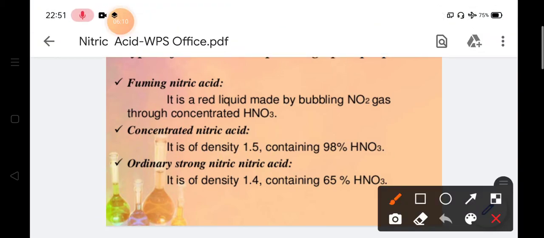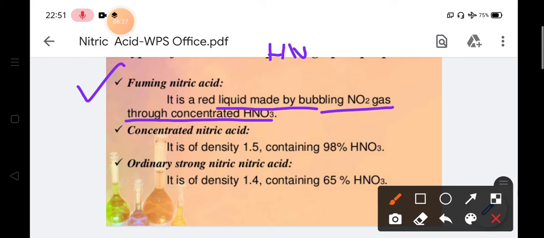It is a red liquid made by bubbling NO2 gas through concentrated HNO3. So whenever we add NO2 in a concentrated HNO3 solution, bubbling NO2 gas in concentrated HNO3, then we will get the fuming nitric acid solution.